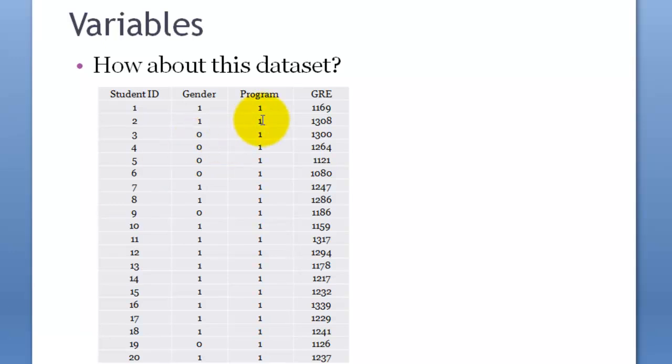Same here. This person's GRE score is 1,169, and this person's GRE score is 1,300, and he's, I don't know, 0 is maybe male, 1 is female, something like that. And program, whether we're in a program or not, that can be a variable.